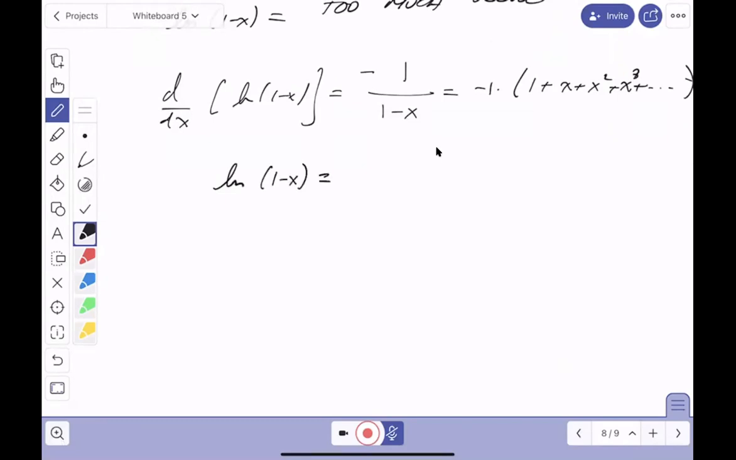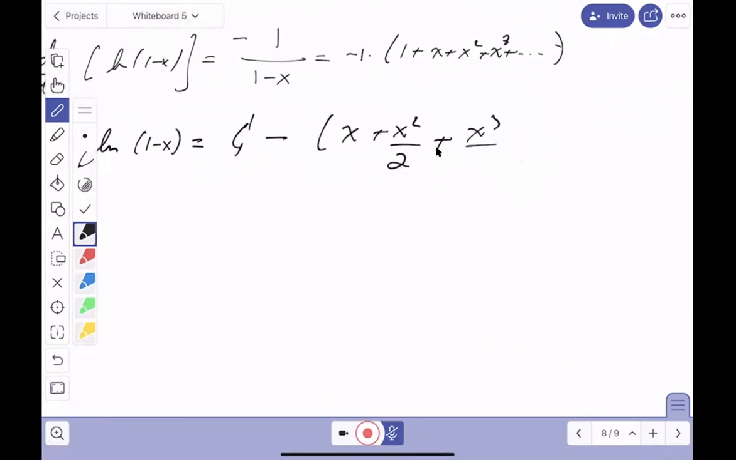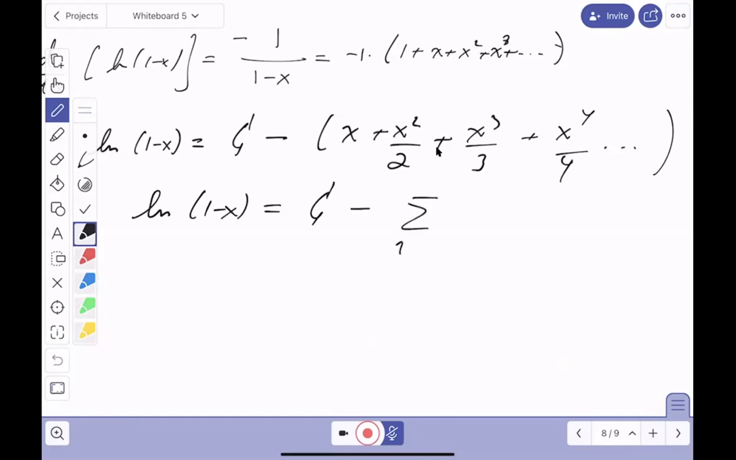And what are you doing over here? It's going to be c minus that guy's antiderivative, which would be x plus x squared over 2. And this is much easier for me to do, by the way. Plus x cubed over 3 plus x to the 4 over 4, and so on. I think you get the idea that we could write this down now. The natural log of 1 minus x equals c minus the sum, n equals 1 to infinity, of x to the n over n.